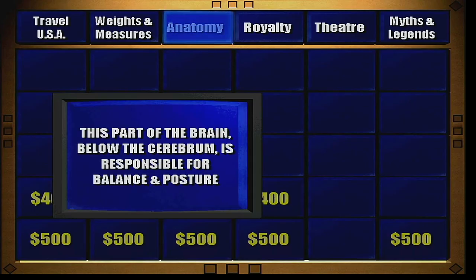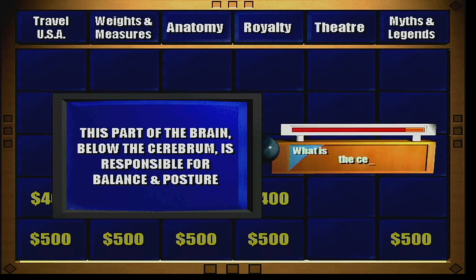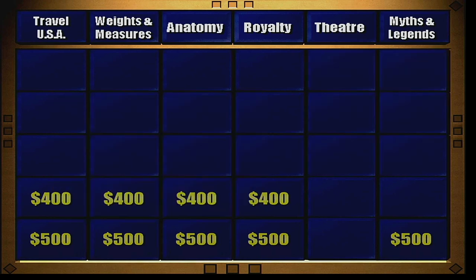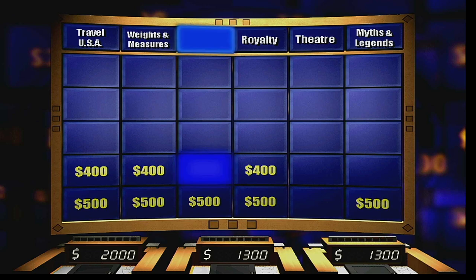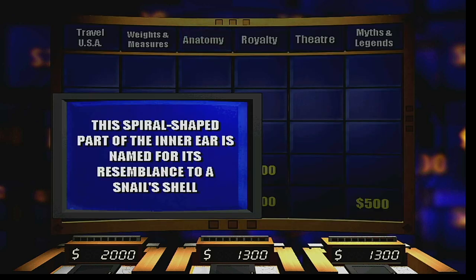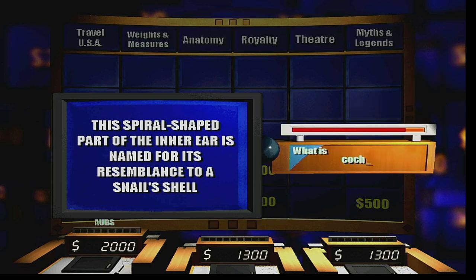You are correct. This part of the brain, below the cerebrum, is responsible for balance and posture. Player one: What is the cerebellum? That's correct. Anatomy 400. It's your turn, player one. This spiral-shaped part of the inner ear is named for its resemblance to a snail's shell. Player one: What is the cochlea?